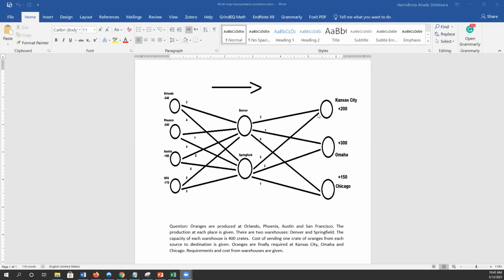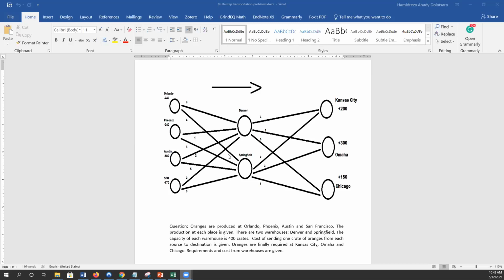You might have different policies, but usually our policy is that we send more supply than our demand. For example, if the demand in Kansas is 200, having a little more than 200 should be okay. Same for Omaha or Chicago. We want to minimize the cost, so we shouldn't send too much to any of those demand points.